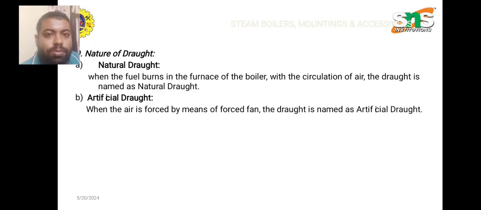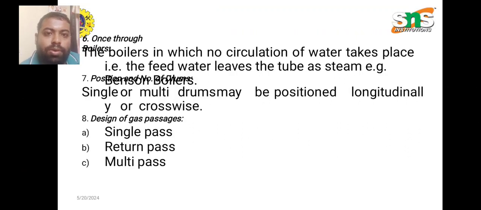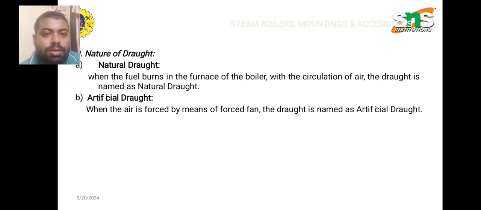Then once through boilers. These are boilers in which no circulation of water takes place, that is, the feed water leaves the tube as steam. Example: Benson boiler. Then position and the number of drums. It depends on the position. It has single or multi drum, which may be positioned longitudinally or crosswise. Based on the design of gas passages, it is of single pass, return pass and multi pass.